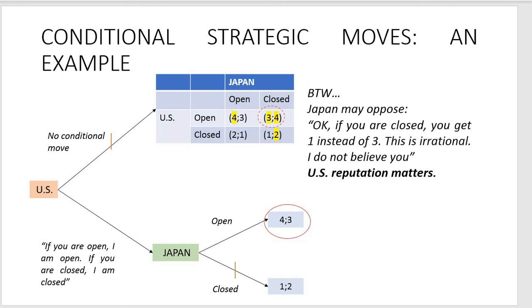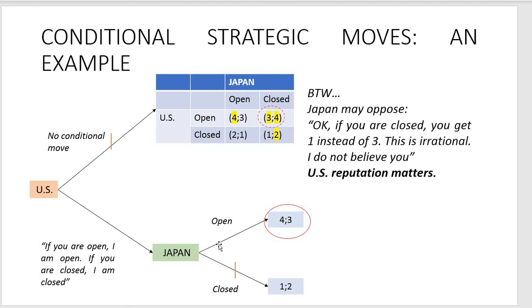Okay, speaking formally, if the United States makes no conditional move, then we end up here. Open, closed. This is the equilibrium. However, if the United States makes a proposal: if you are open, I am open; if you are closed, I am closed. And this is a credible commitment or credible promise. To be more precise, it's a credible combination of threat and promise.